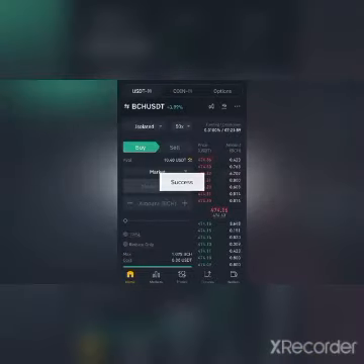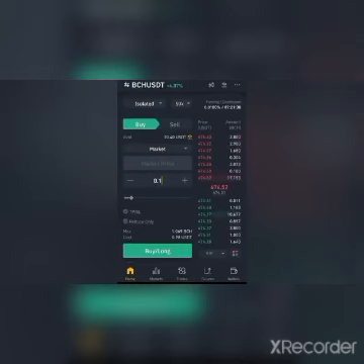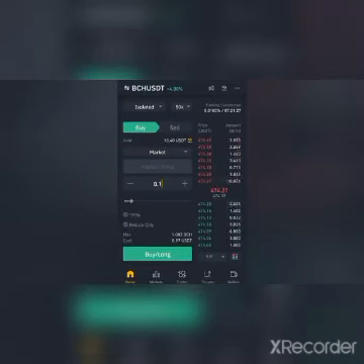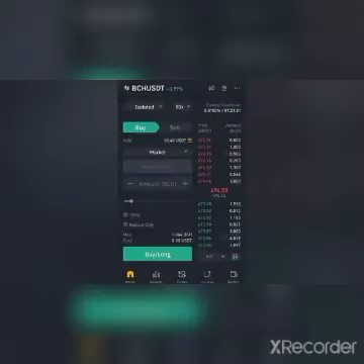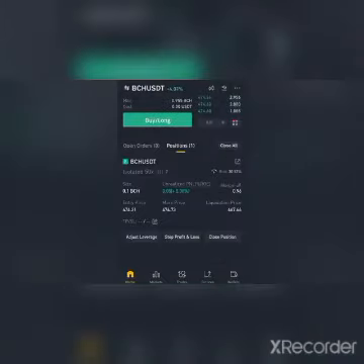Right now I am on isolated margin. I want to buy 0.1 on market price using isolated margin. As you can see, I'm using 0.96 in the isolated margin, and my liquidation price is around 467.66.